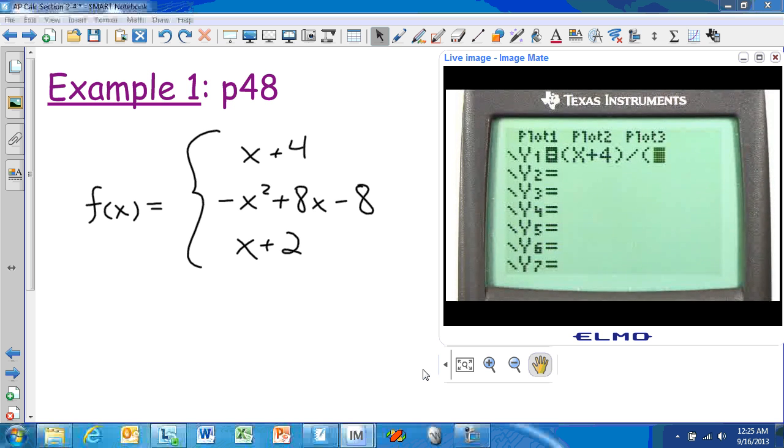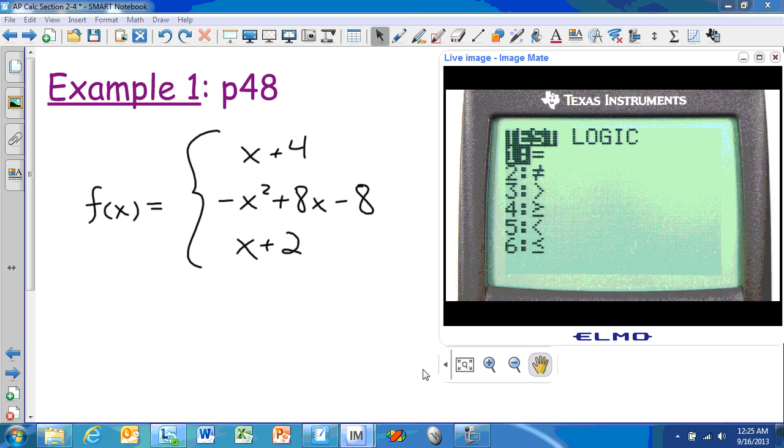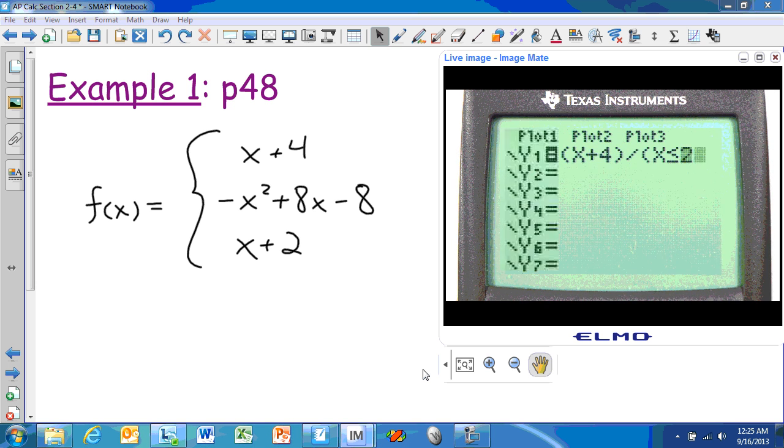And the domain of that first one was x is less than or equal to 2. So x, now to find less than or equal to, you press second and then your math button, second test. Less than or equal is all the way down there to the bottom, number 6. X less than or equal to 2. Take the function and divide it by its domain. And we'll do that same thing for the next piece here.